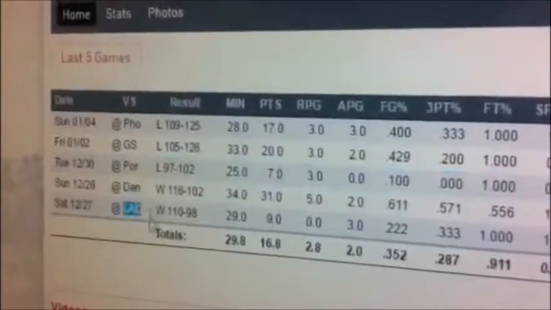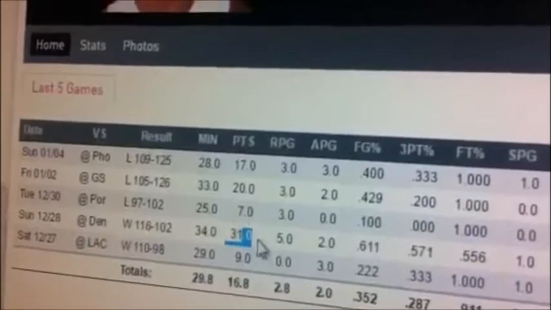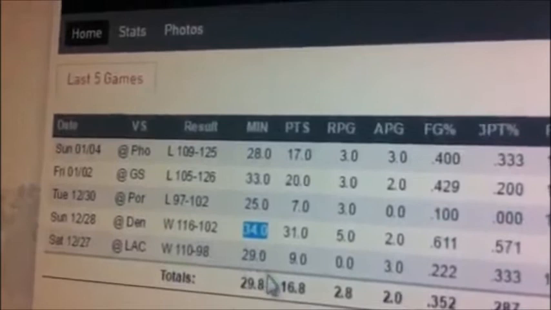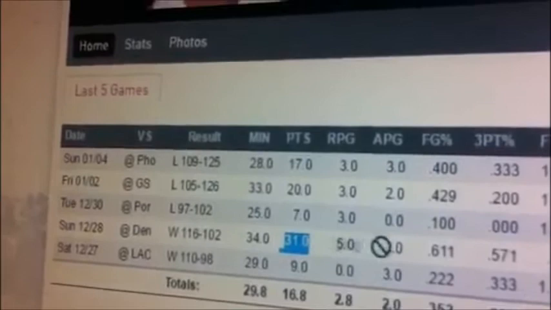I'll show you how math is everywhere. I'll be showing the stats of Lou Williams from the Toronto Raptors. I'll be showing his last two games facing the Denver Nuggets and LA Clippers. In the game against Denver Nuggets, he had 34 minutes, 31 points, and 5 rebounds. In his game against LA Clippers, he had 29 minutes, 9 points, and no rebounds. As you can see, he had 22 more points in the game with Denver, and 5 more rebounds. And that's how we use data management to compare game stats in real life.